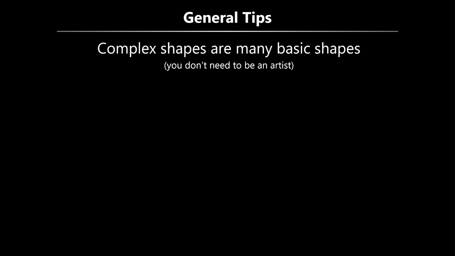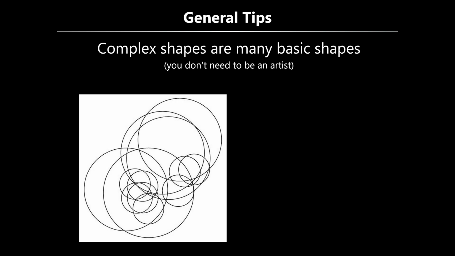Complex shapes are actually just many basic shapes. This is a really good piece of news for scientists because it means that you don't have to be an artist to make things that are more than just a square or a circle. So I'll give this example to illustrate what I'm talking about.